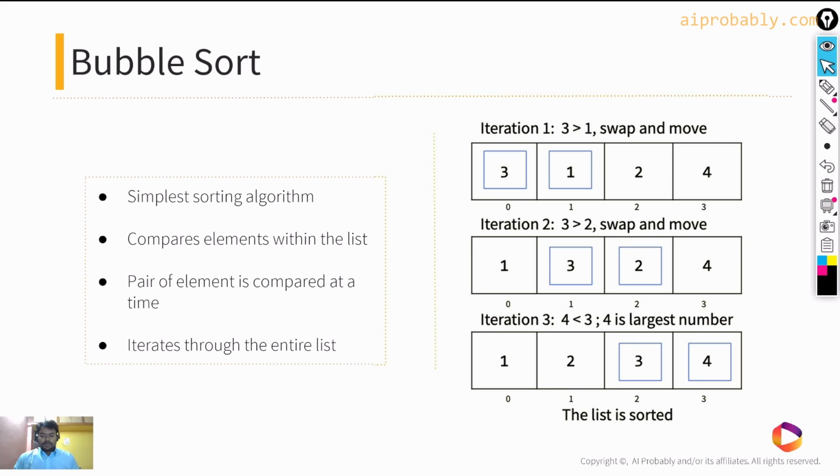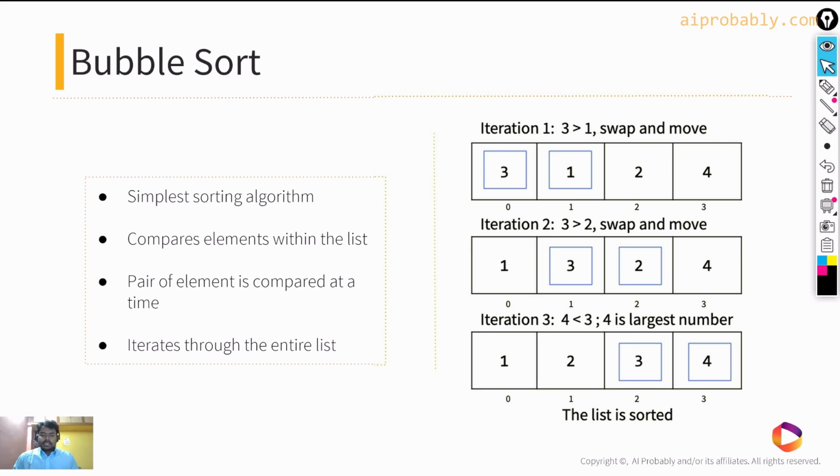Hello everyone, welcome to this segment where we're going to understand what is bubble sort. Bubble sort is a simple in-place sorting algorithm. In each iteration, we compare the elements inside the list and, based upon the requirement to sort the array in ascending or descending order, we swap the elements. After all the iterations are over, we finally get our desired output as a sorted list.